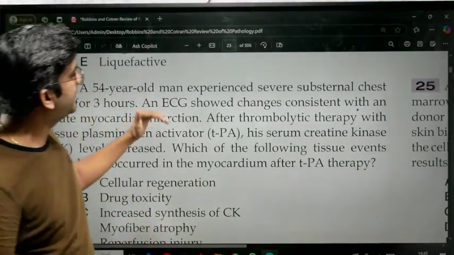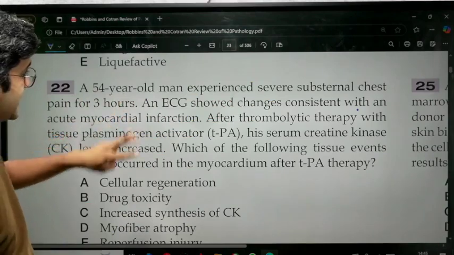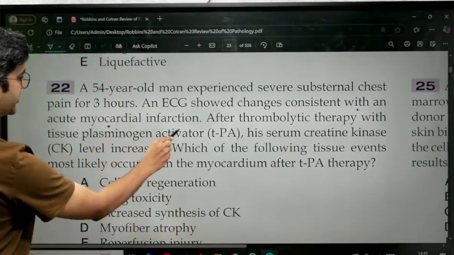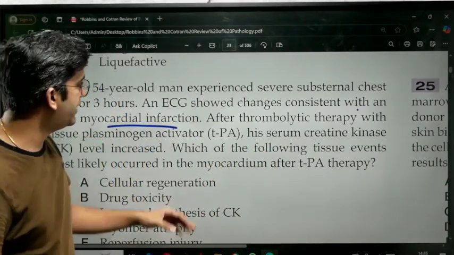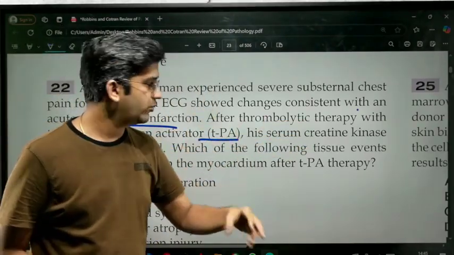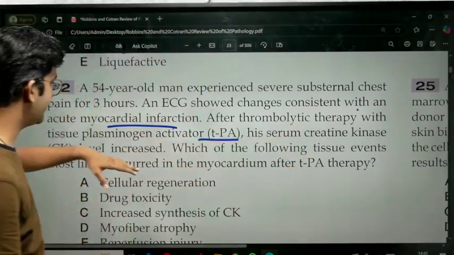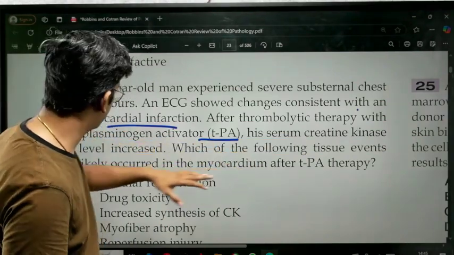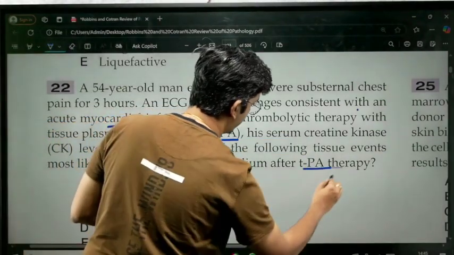A 54-year-old person experienced substernal chest pain for 3 hours. ECG showed findings consistent with a myocardial infarction. So it's a patient with a heart attack coming to the OPD. After thrombolytic therapy with tissue plasminogen activator, his serum creatine kinase levels increased. Which of the following events must have happened in this patient after TPA therapy?